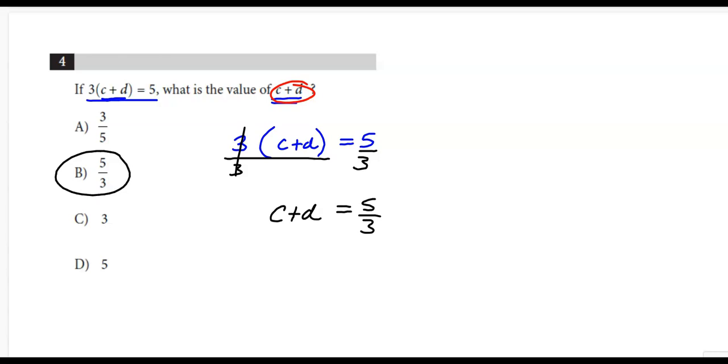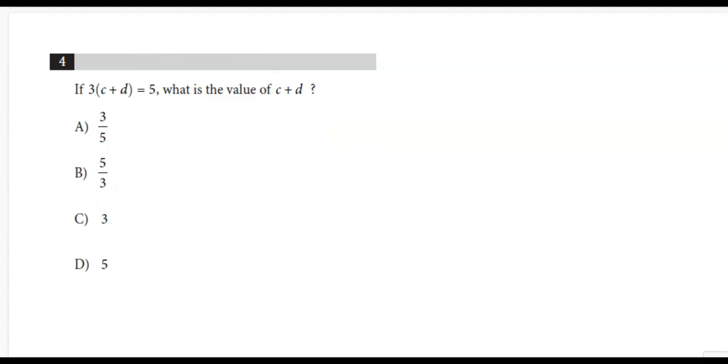So the correct answer there is B. You don't have to distribute and do a bunch of other work. Always peek over and see what you're after, because oftentimes it's a structure or a piece of the one on the left, and you don't have to break it down into tiny pieces.